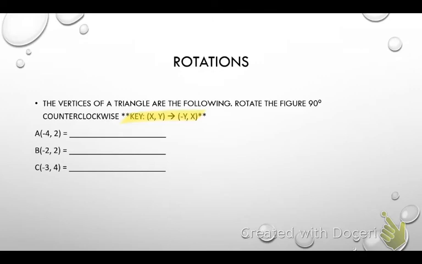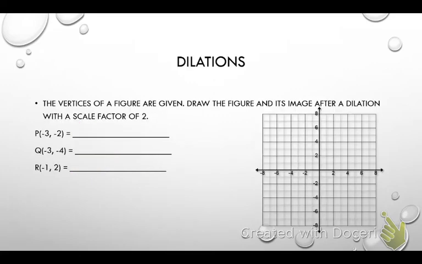All right, so A, -2, -4. B, -2, -2. And C, -4, -3. Who got them all correct? All right, great job. All right, let's do dilations. Okay, go ahead and dilate with the scale factor. You don't have to graph, but I'm going to show you the graph.